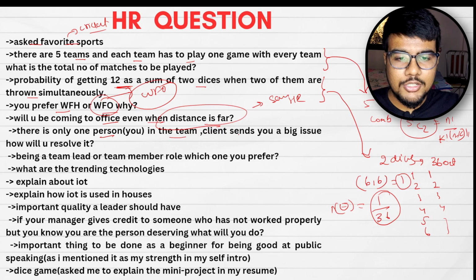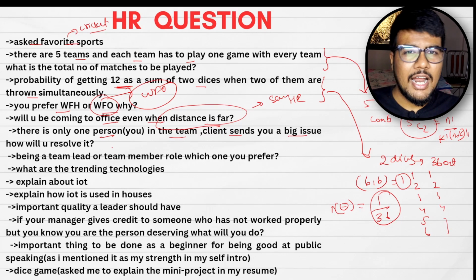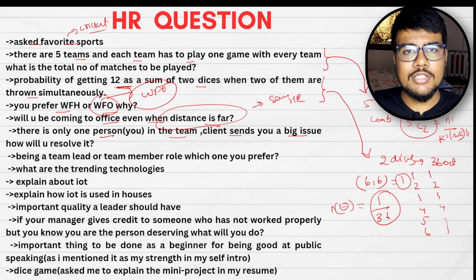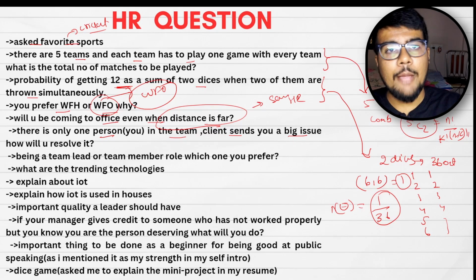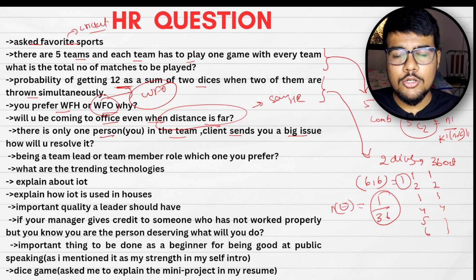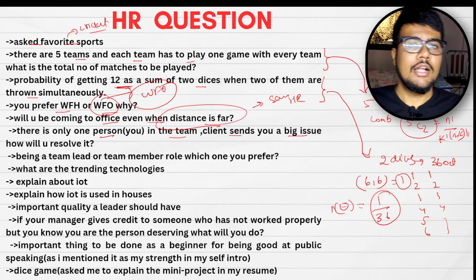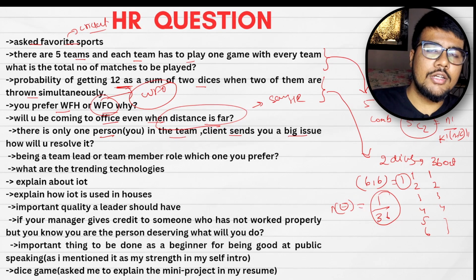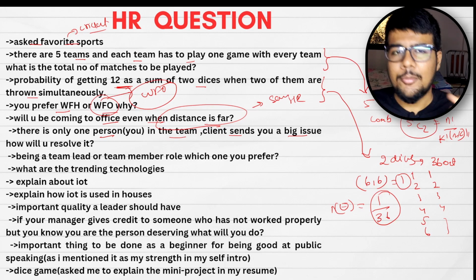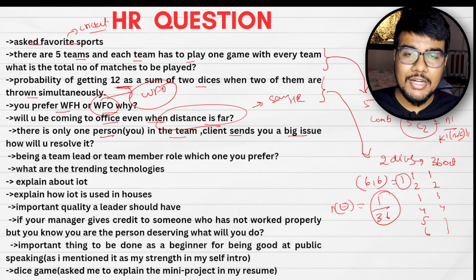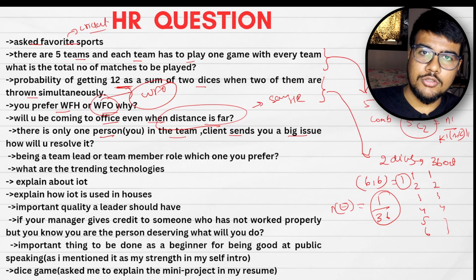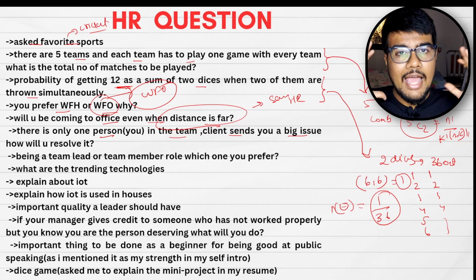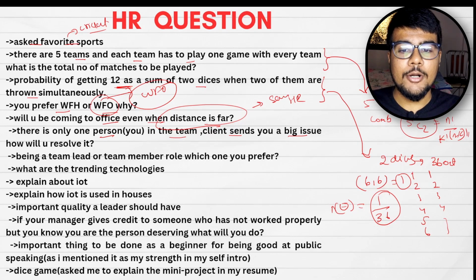There is only you in the team, and the client sends you a big issue. How can you resolve it? Try to say, yes sir, I can resolve it because this is my team and I might have worked on that topic. I will try my best, and if I am able to, it is good. But if not, I will call or catch up with my free teammates who can help me with that project. Try to create your own response, because they will contradict each and every response. So you should create it yourself, so that you will be able to answer every contradiction.